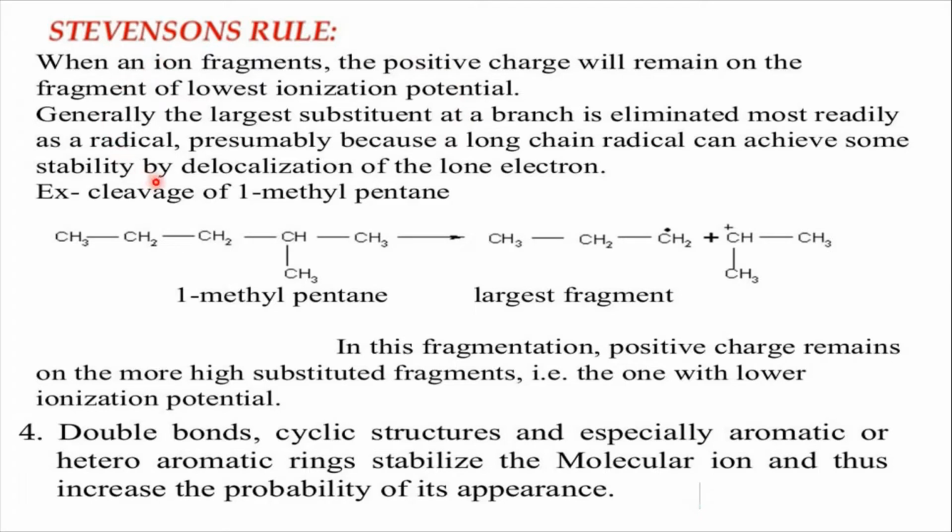If we take an example, the cleavage of 1-methyl pentane. This will be the structure of 1-methyl pentane. Here will be the fragmentation, and we get the fragments. One is the largest fragment, in which there is a radical on the carbon, and this is the smaller fragment which acquires a positive charge. So the fragmentation occurs in such a way that the positive charge resides on the fragment with low ionization potential, generally the small fragment, and the larger fragment acquires a radical.